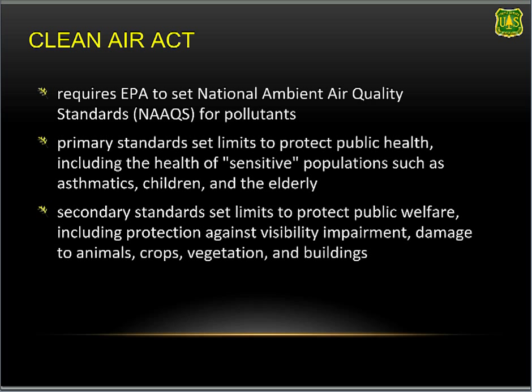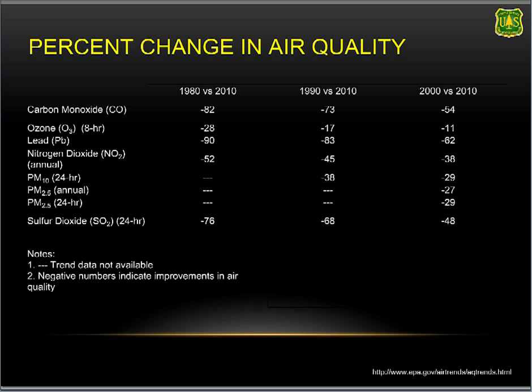I'm going to show you some of the statistics from the United States for some of these national ambient air quality standard levels. First is to show you how the air is getting cleaner. In the past 30 years, based on the EPA standards, carbon monoxide has gone down by 82%, ozone by 28%, lead by 90%, nitrogen dioxide by 52%, and sulfur dioxide by 76%.